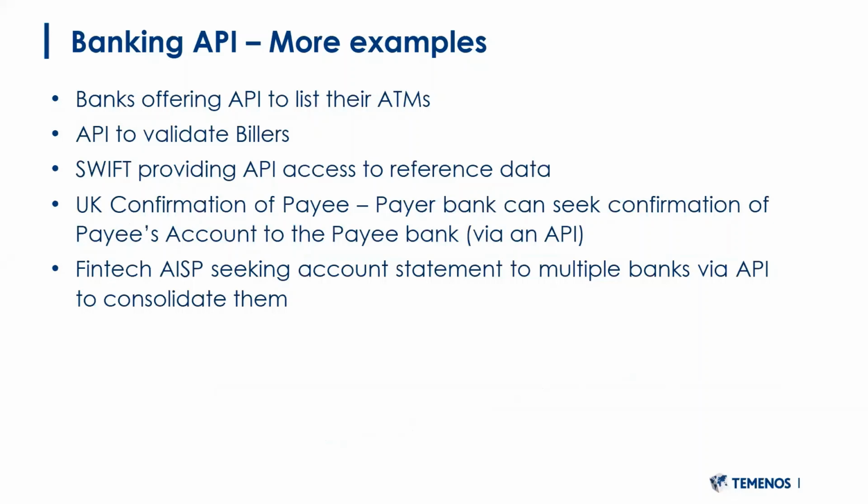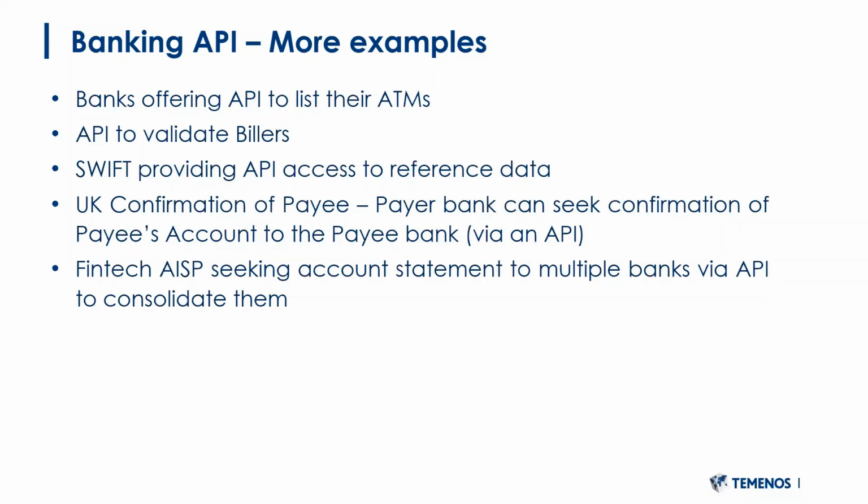Another is an API to validate billers. In the current situation, you have billers such as utility companies. As a bank, you need to download that list, validate it and maintain it. Every time you make a payment, you need to validate against it, and when the biller data changes, you have to download it again. But in Australia, as a bank, you don't have to get that data at all. You can just validate against a central repository to validate the biller before you make that payment.